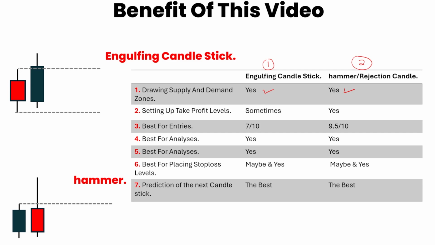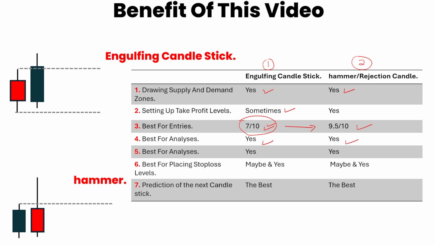Setting up take profit levels here is sometimes, but yes, obviously. Even on the hammer candlestick, it can still help us to make proper take profit levels. For best entries, I prefer both of them, but this one is the best for me so far, but this one here is very good too. I will show you throughout the video how this can also benefit the hammer candlestick or a rejection candlestick. For analysis, both of them are awesome.